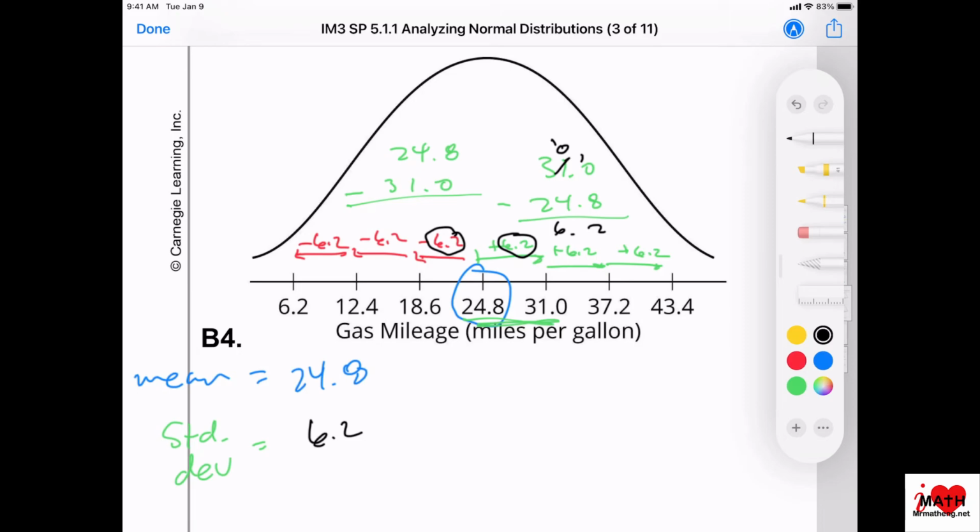And I forgot to write units here, so this is miles per gallon. And 6.2 is also miles per gallon. Those are our units. Don't want to forget those. Box my answer. There you go.